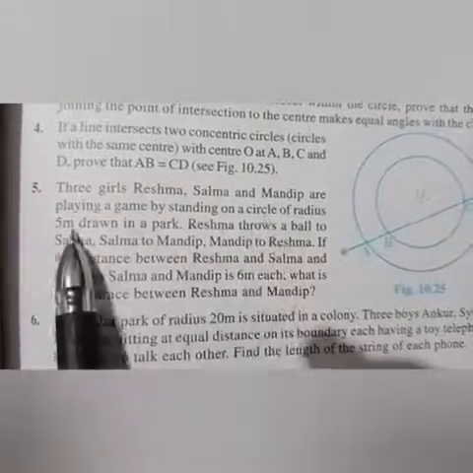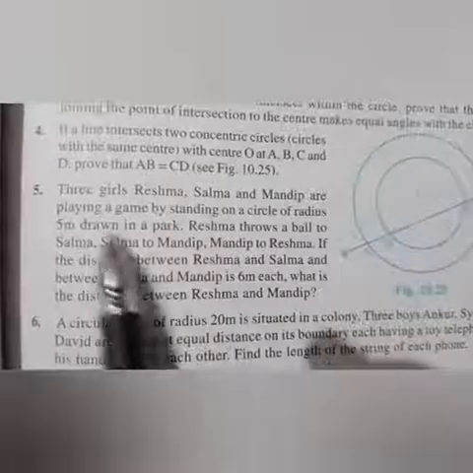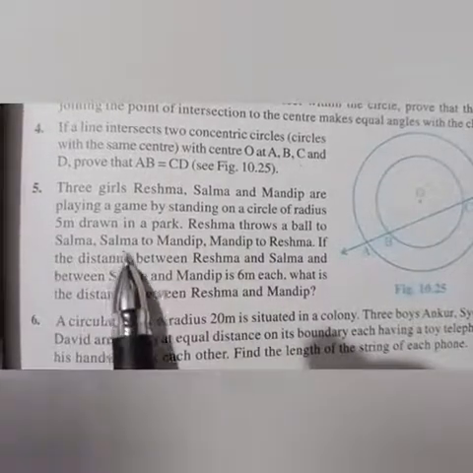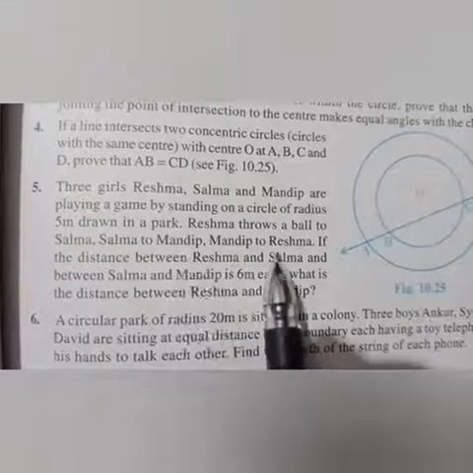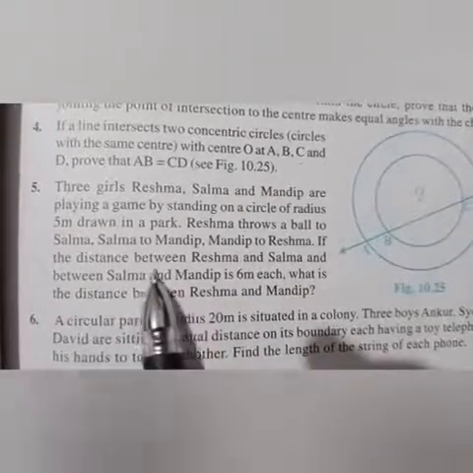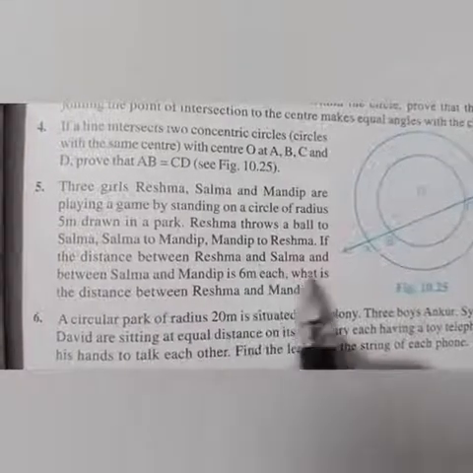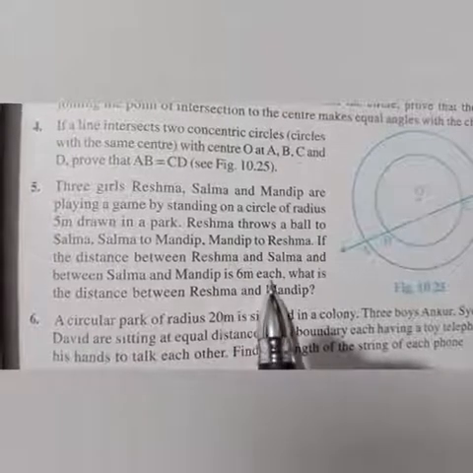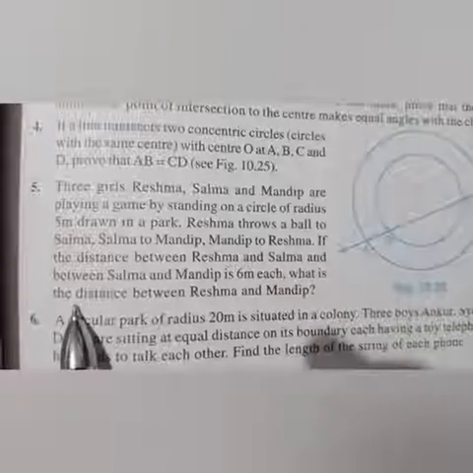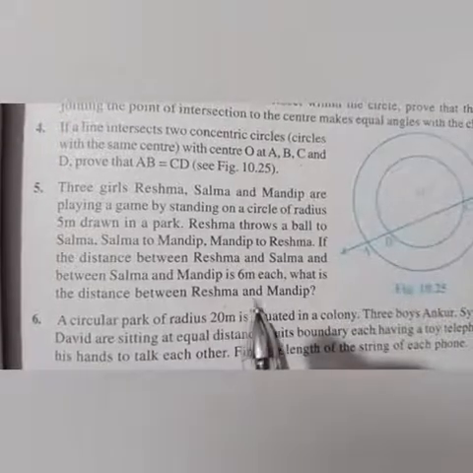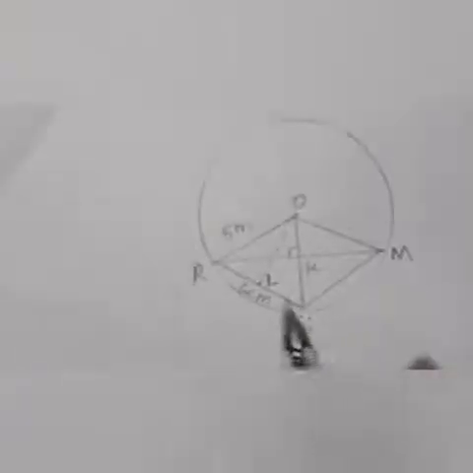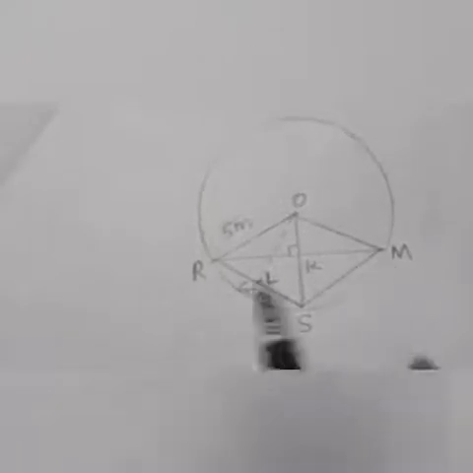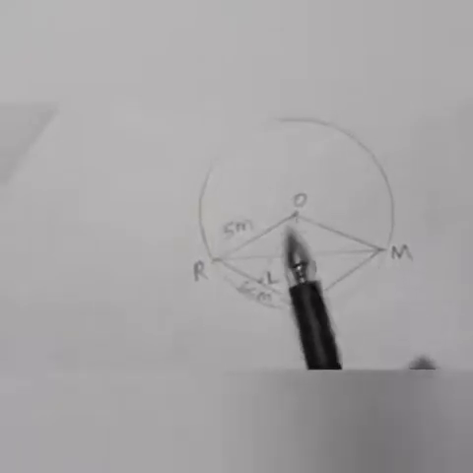They are standing in a circle of radius 5 meter and playing. Reshma throws a ball to Salma, Salma to Mandeep, Mandeep to Reshma. If the distance between Reshma and Salma and between Salma and Mandeep is 6 meter each, what is the distance between Reshma and Mandeep? Now these are three girls standing in a circle with a diameter 5.